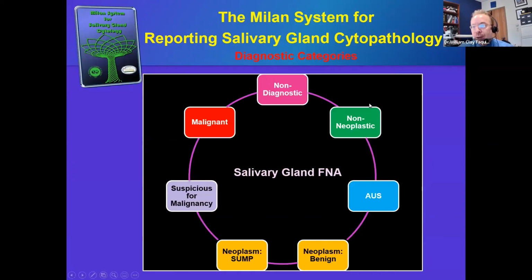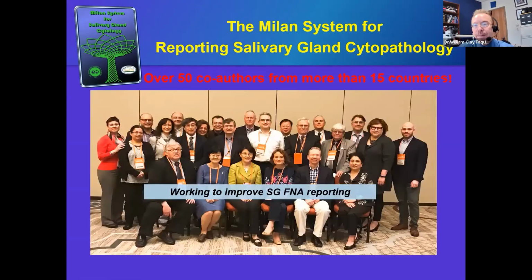So these are the diagnostic categories in Milan. They have not changed. We did not change the names of them in the second edition. They include non-diagnostic, non-neoplastic, AUS, which is the atypical category. There are two neoplasm categories: one is neoplasm benign, one is neoplasm SUMP. We have suspicious for malignancy and malignant, and these two are pretty obvious. They're categories that we use all the time in cytology.